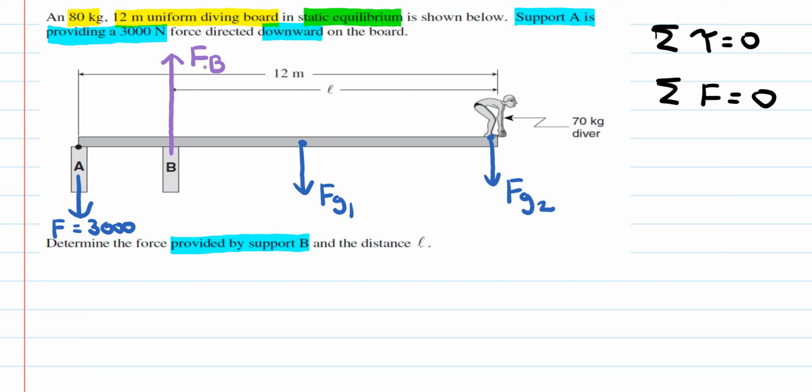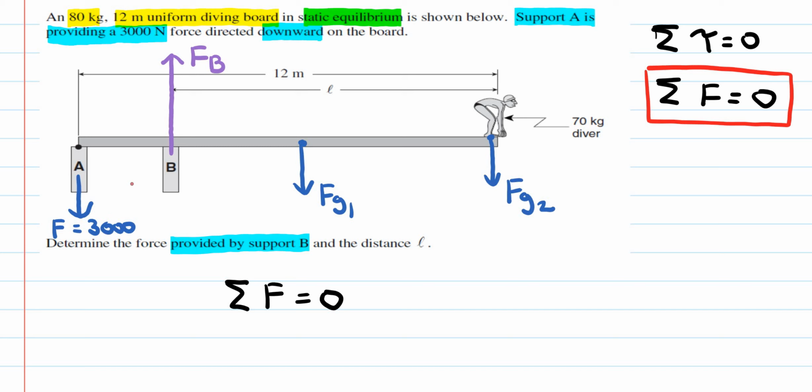Okay, so now we've got to think about how to break up this problem. Since I can calculate 3 out of the 4 forces, I will start off with the translational equilibrium concept. So I'm going to rewrite that down here. The sum of the forces equals 0, and that's because I know this force in the downwards direction, I know this force in the downwards direction, and I know that force in the downwards direction, therefore I can find this force in the upwards direction.